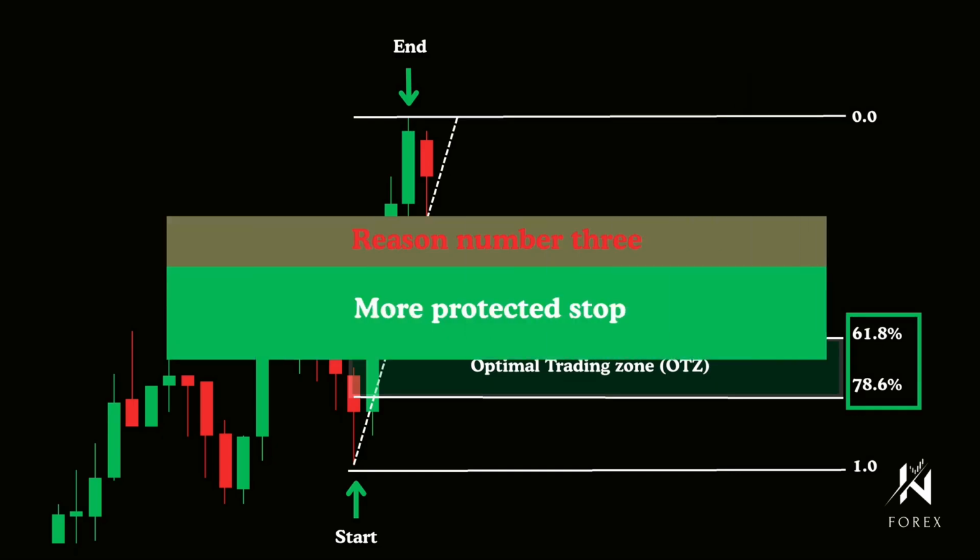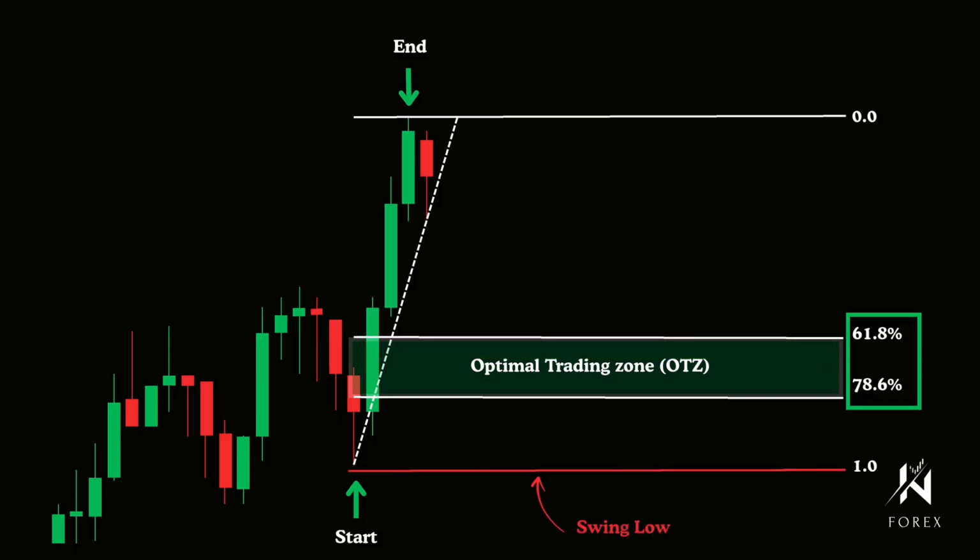Reason number three: more protected stop. The ideal zone for placing a stop loss safely away from normal volatility is just beneath this swing low, because if price breaks below this point it signals a shift in structure and the potential bearish turned bulls are likely to defend this level, so setting a stop near it makes the trade more defensible. This is the third reason why entries inside the OTZ are more calculated.